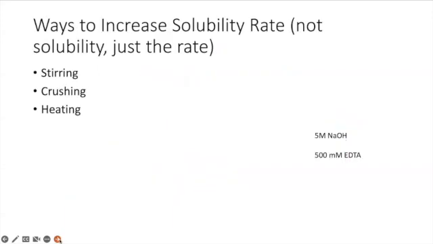So we can make the rate at which something dissolves faster, but we can never really change whether it does. So if that ionic chart says that something is not soluble, doing one of these 3 things is not going to make it soluble. But there are solutions that are soluble, but that are really tough to dissolve, if you will.